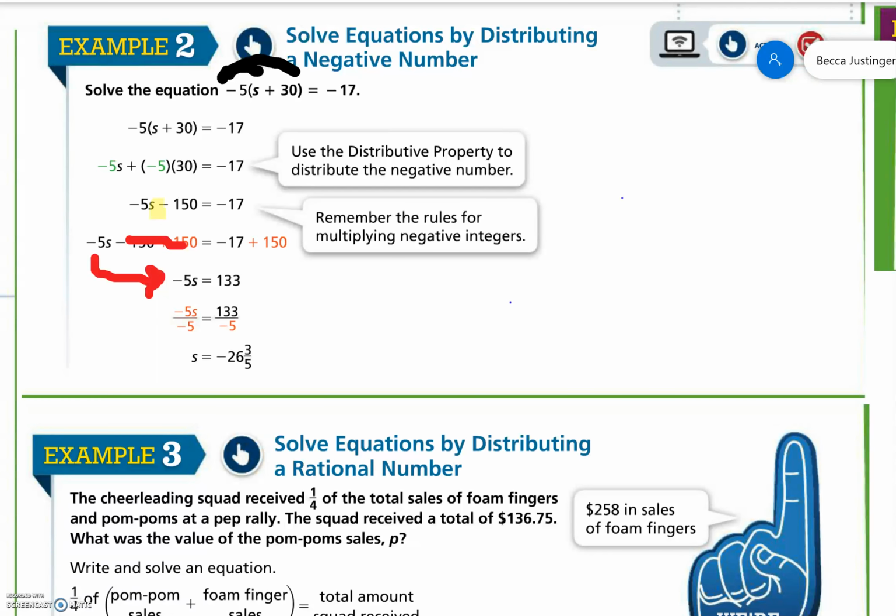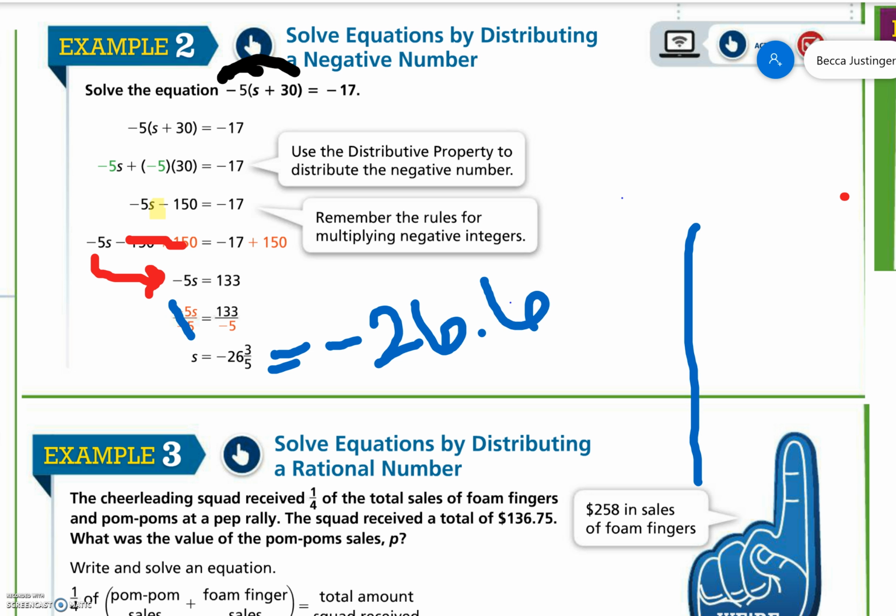to 133. -5 is being multiplied to s, so to get rid of it, we are going to divide. Divide both sides by -5. Cancels out on the left, and please be careful, a positive divided by a negative is a negative. So s equals -26 3/5, or you could do -26.6.